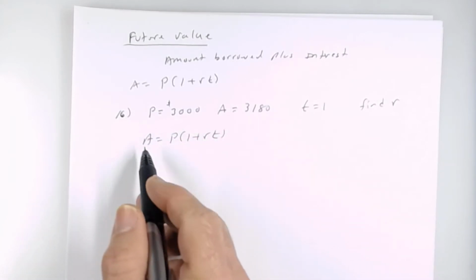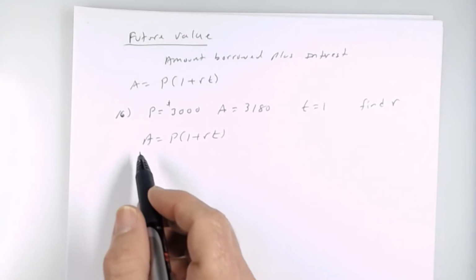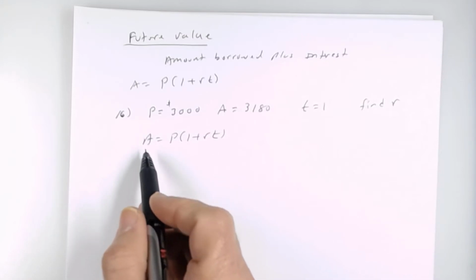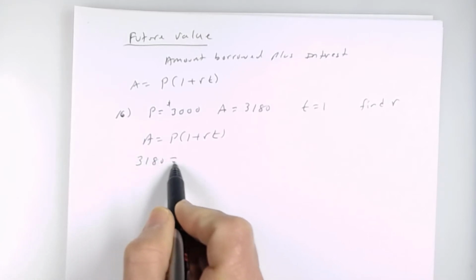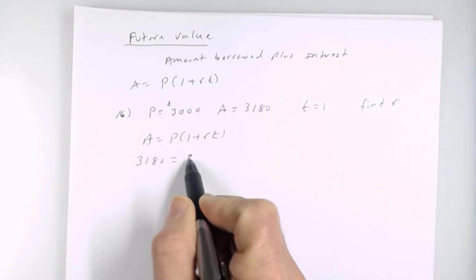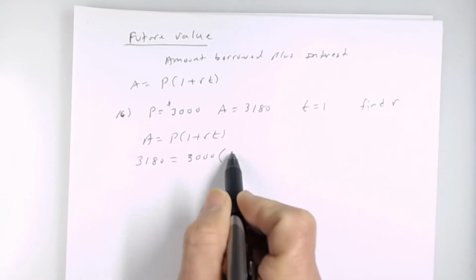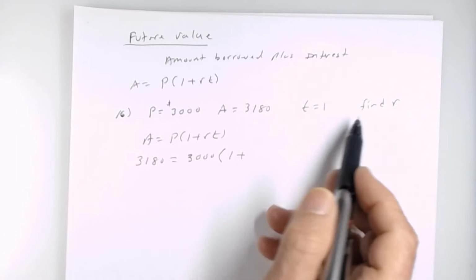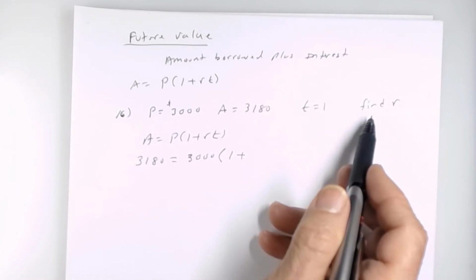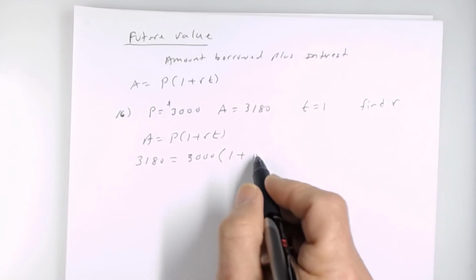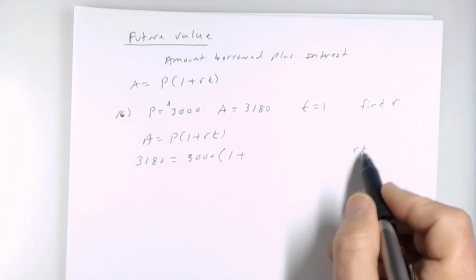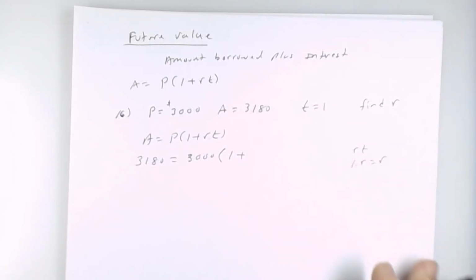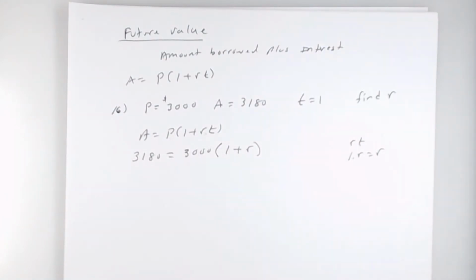And all we're going to do, just like you did in the previous course, algebra, is substitute. What is A in this case? 3,180, right? Equals P. What's P in this case? 3,000. Times, in parentheses, 1 plus R, which is what I'm trying to find. So I'm going to leave R as R, times T. But what's T? 1. So do y'all agree that RT would be 1 times R, which is just R? Okay, so that's R. So that's where I'm at.